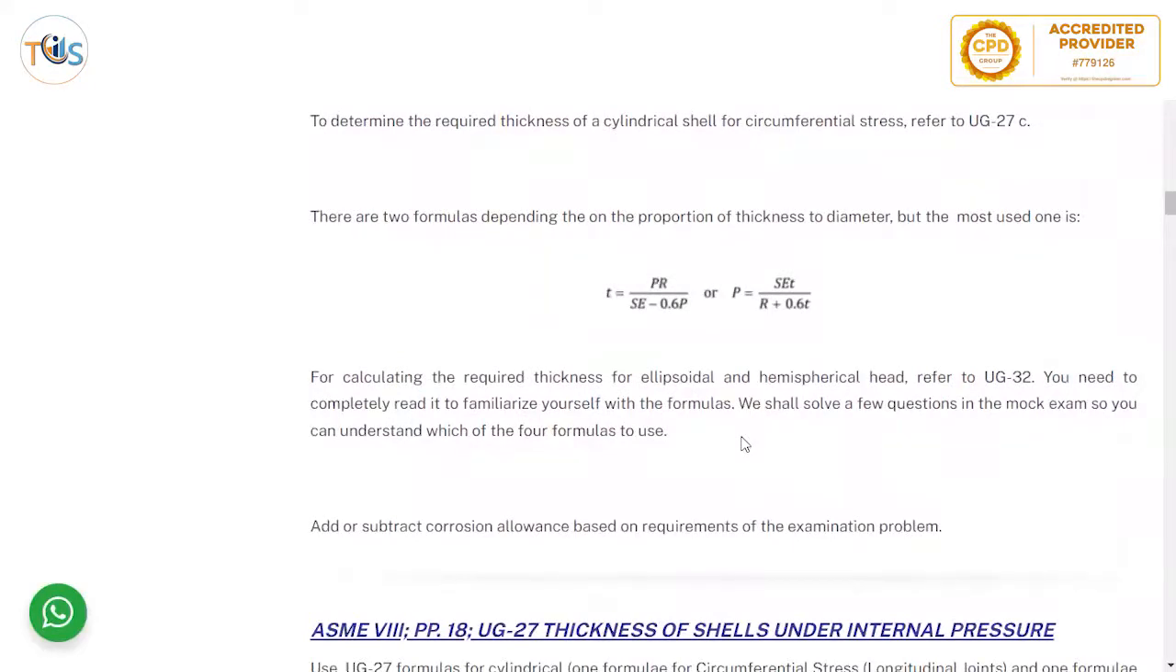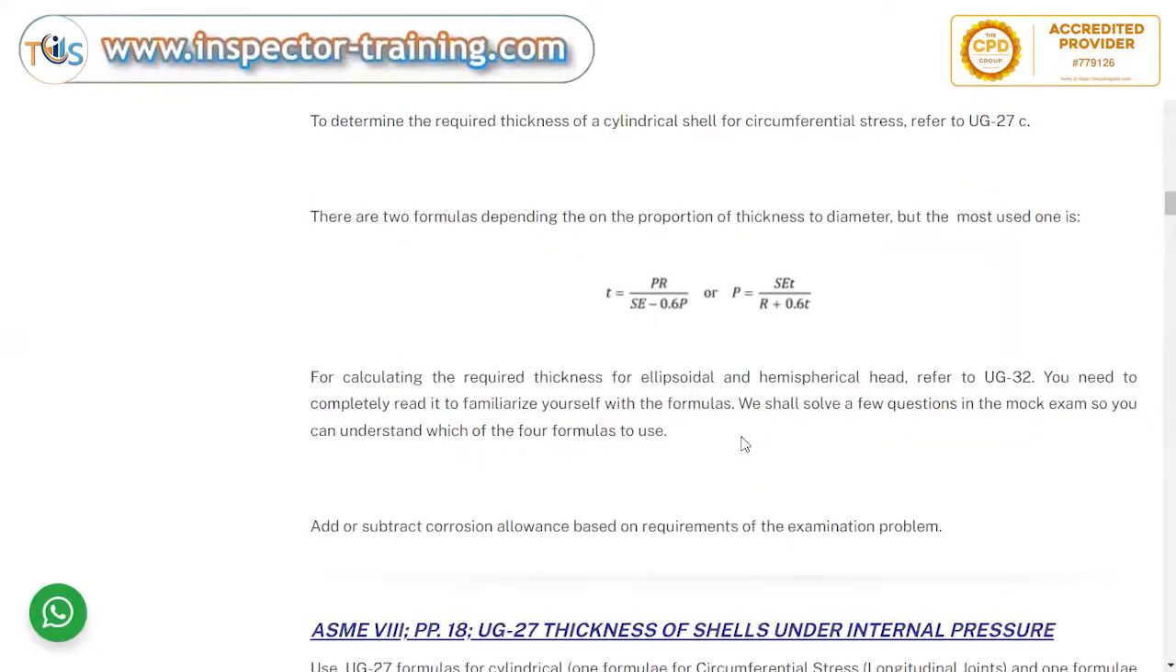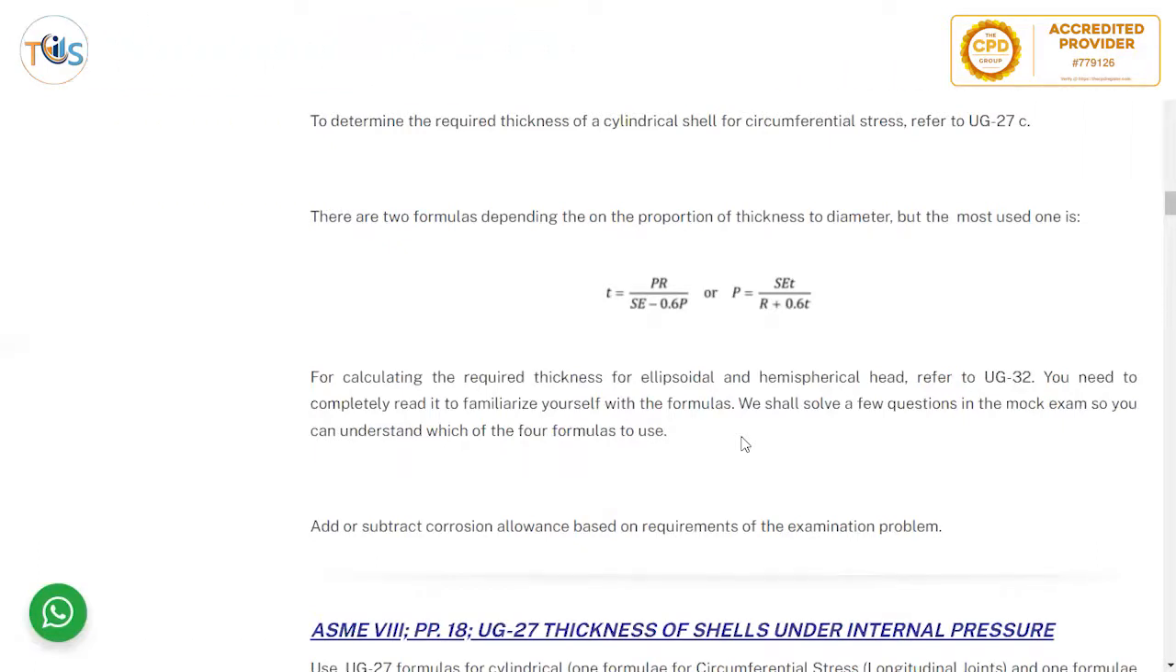Internal pressure for a cylindrical shell. For that, you need to go to UG-27. Remember that for ellipsoidal, you went to UG-32. For this, there is a different formula. This formula is slightly different from what we just discussed above, but it still has a formula for calculating T, the design thickness, and the maximum allowable working pressure P.